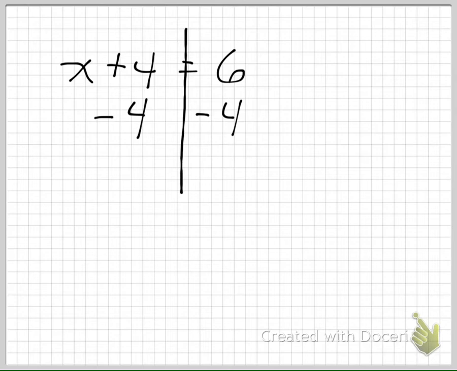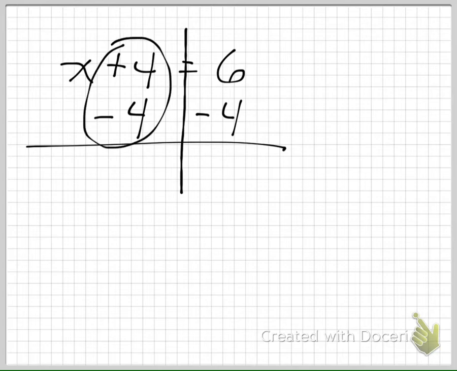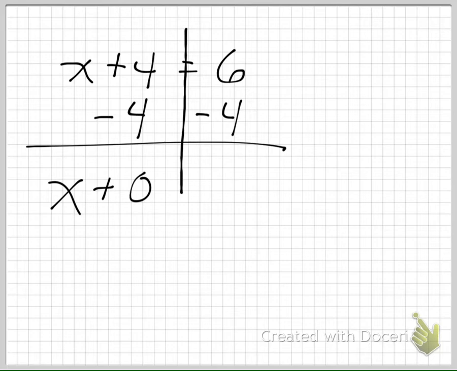As soon as that happens, just get used to that. Write down on both sides what you're going to do to both sides so that it stays balanced. Now, what is +4 minus 4? What does that equal? 0. Now, I could put x plus 0 down here. That would be redundant. Do I need to put +0? No. So what I'm going to do is this.